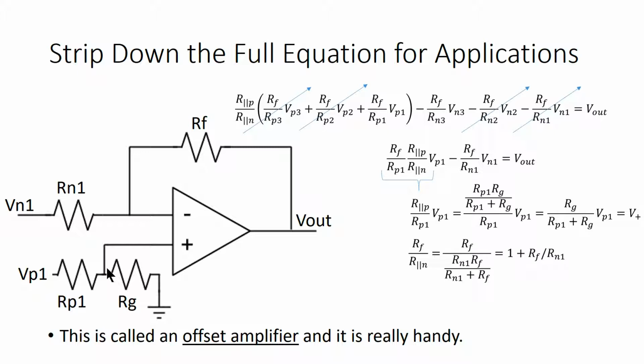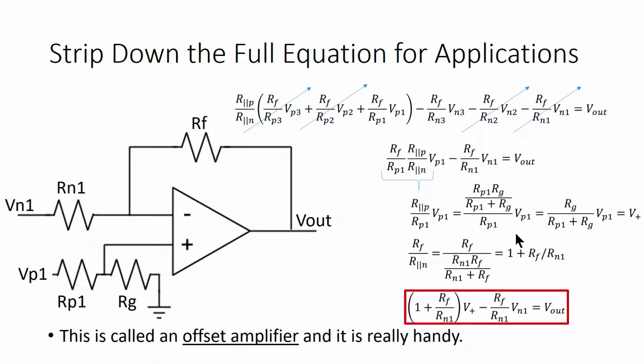We can play a similar trick with R parallel N and Rf. If we expand R parallel N, which is smaller than Rf because resistors in parallel are always smaller than the resistors that make up the combination, then we can cancel some terms and wind up with a simple expression here. We can substitute these two simplifications back into our equation and wind up with a really simple expression for the offset amplifier. Remember it, it's useful.